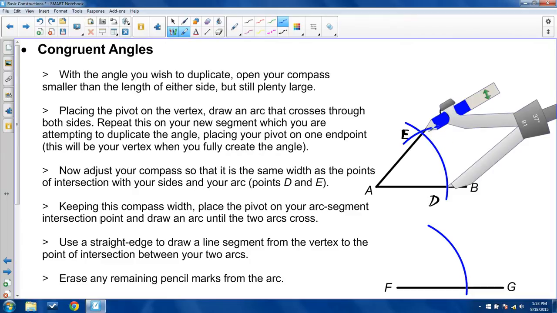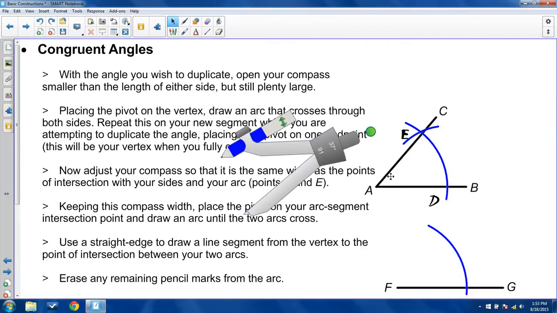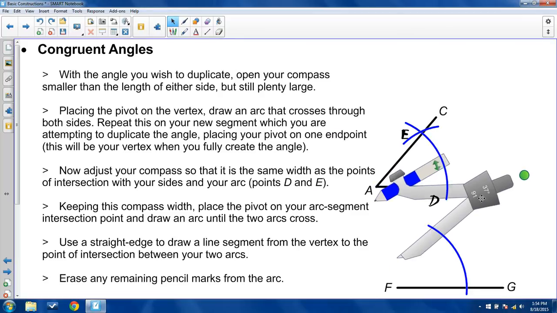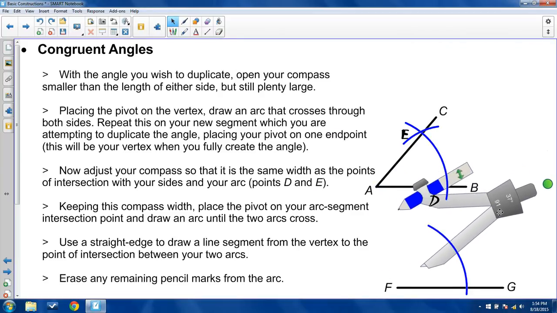Okay, so that arc represents the point of intersection between this right here and the arc itself. Like I said, I could probably get that a little closer next time. The point is how we're doing it. So now going over here, I'm going to do the same thing.